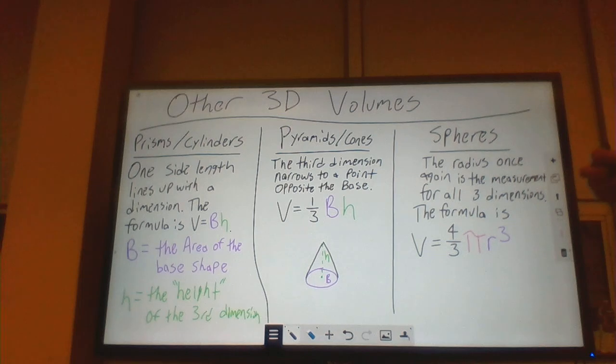Most 3D shapes can be decomposed into a combination of prisms, cylinders, pyramids or cones, or spheres.